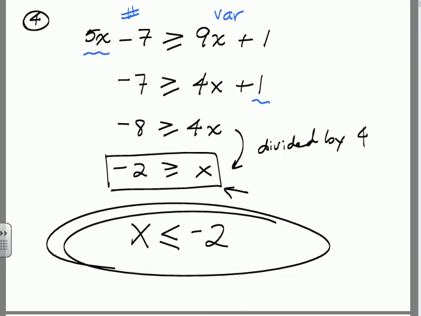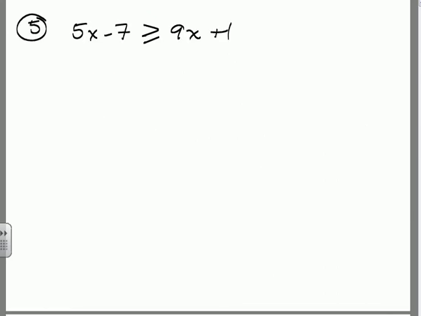Okay, in number 5, I want to do the same problem, but do it differently and see if we get the same result. So the same problem. Okay, this time I'm just in the mood to get all my variables on the left and all my numbers on the right. So I'm going to subtract 9x from both sides, which would give me a negative 4x minus 7 greater than or equal to. We subtracted that 9x away, so now we just have 1 on that side.